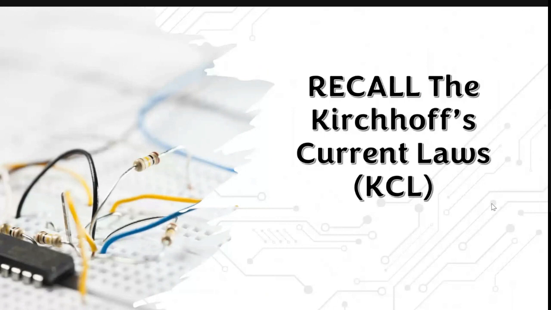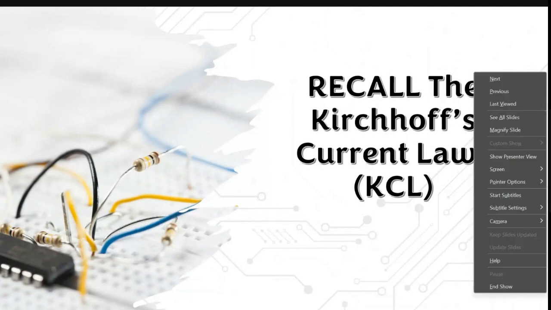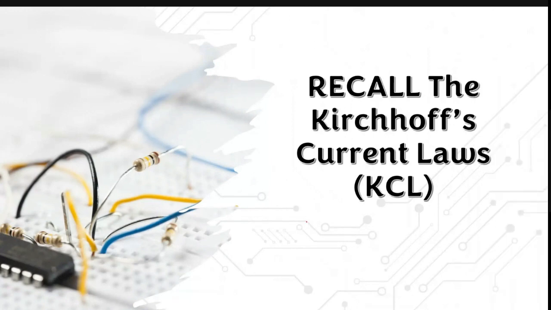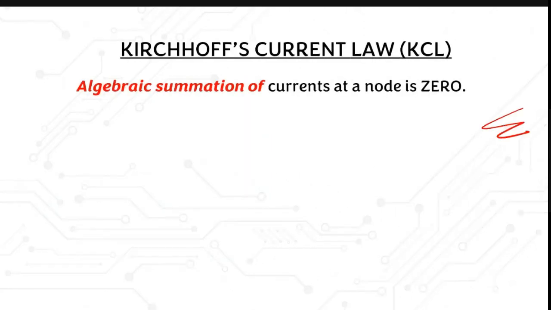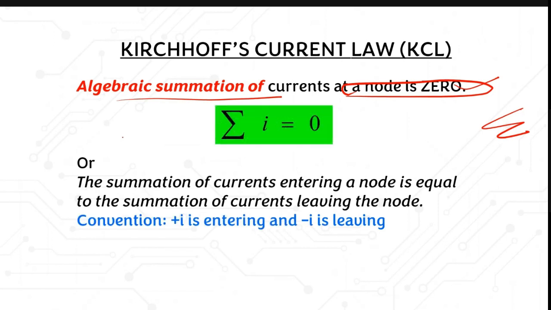So for the node voltage, you need to recall KCL. I think you remember KCL, right? Let me browse through again what KCL is. KCL is the algebraic summation of current at a node, which is equal to 0. So the equation is the summation of current is equal to 0.